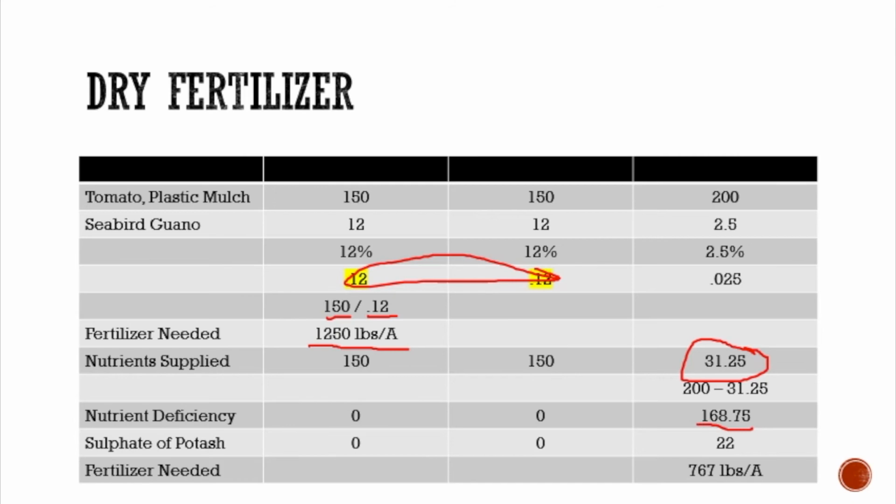per acre. If we use products such as sulfate of potash, that is 22% potassium, we would take the 168.75 divided by 0.22, which tells us that there's 767 pounds of sulfate of potash that would be needed per acre to fulfill the requirements that we found. So we're looking at somewhere around 3,750 pounds of seabird guano that would be needed, and roughly 2,300 pounds of sulfate of potash for that 3-acre field that we would be growing.